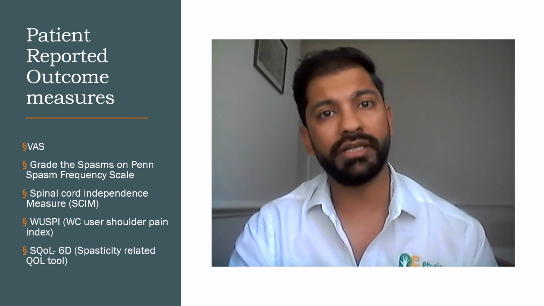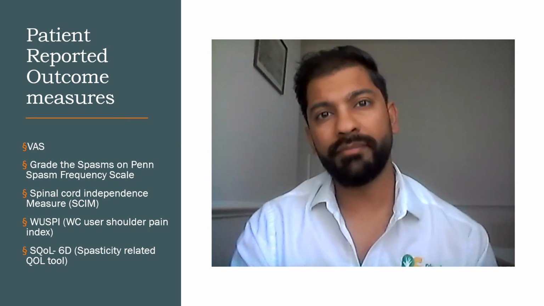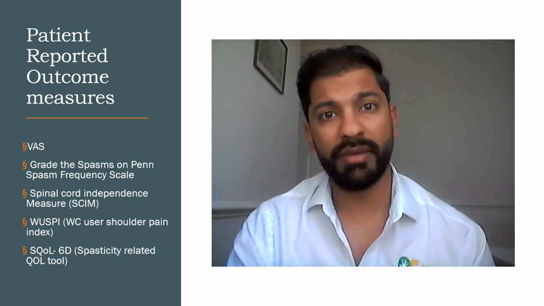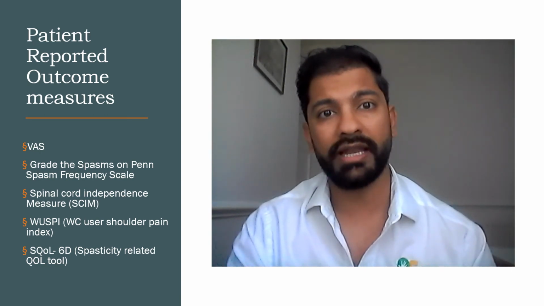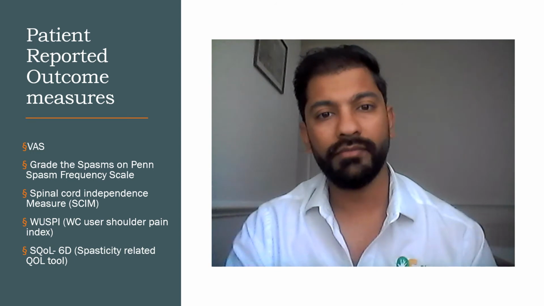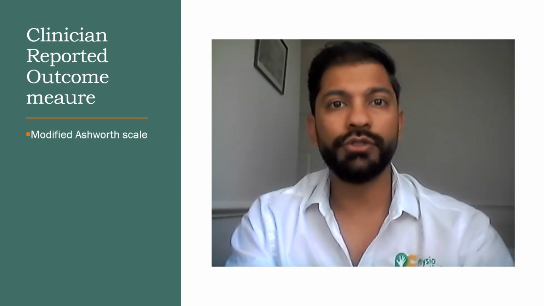Other things I have done is a spasticity-related quality of life measure, because some of my patients have got a lot of spasms and spasticity, and this is a good way of measuring and recording that. So the clinician-reported outcome measures are more of your objective outcome measures. The first one, when you're doing your objective assessment and assessing tone, you can do the Modified Ashworth Scale to measure the spasticity for the patients.